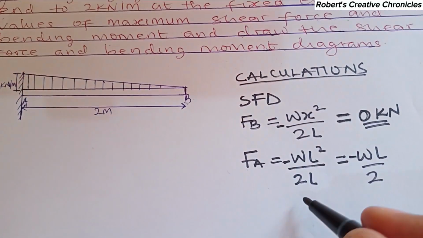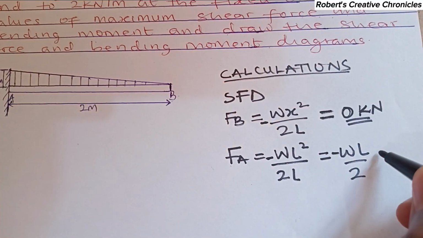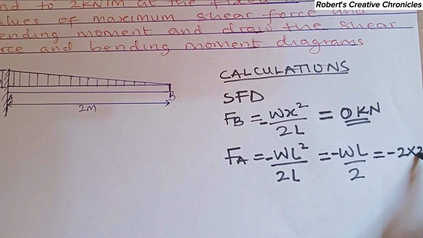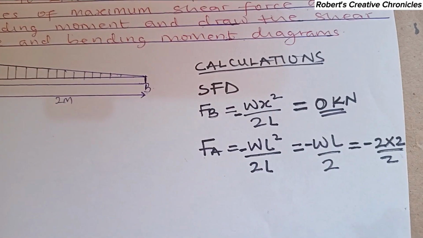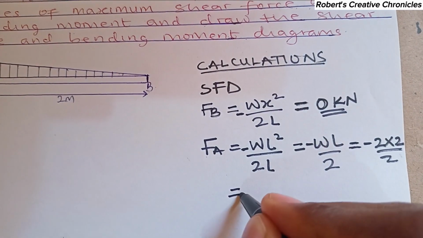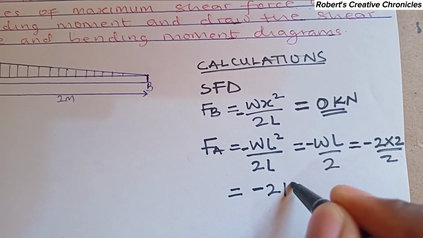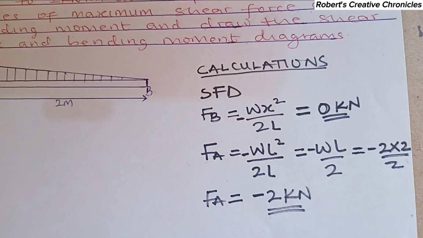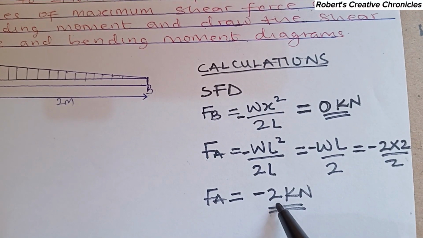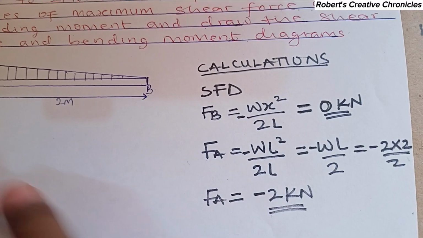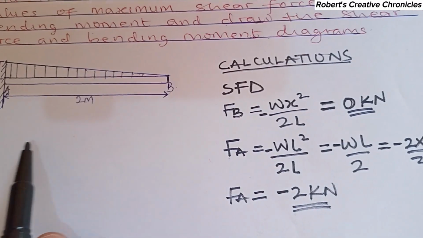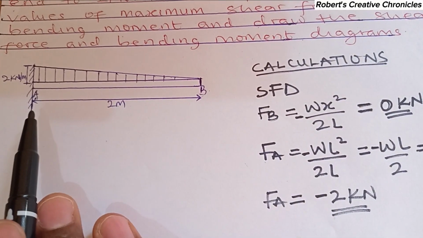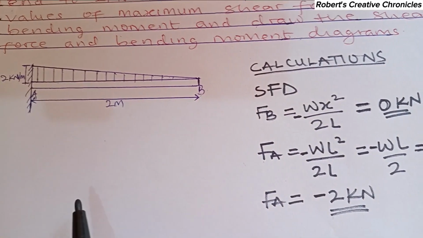So this becomes negative 2 times 2 over 2. So it now becomes what? Negative 2 kilonewton. FA. So this is our maximum shear force. Negative 2 here at this point, at point A, at the fixed end. At this point, we have our maximum shear force and also even maximum bending moment.